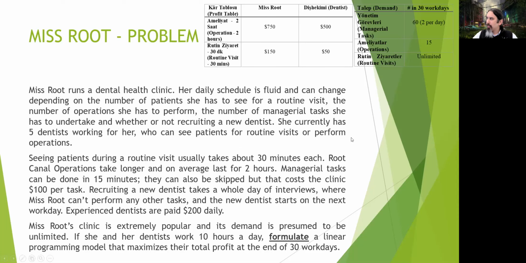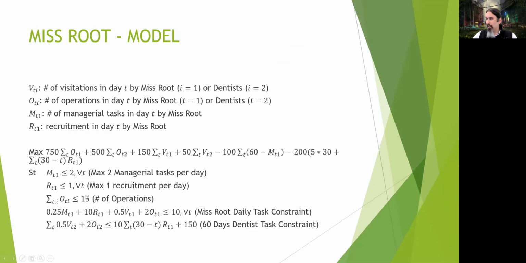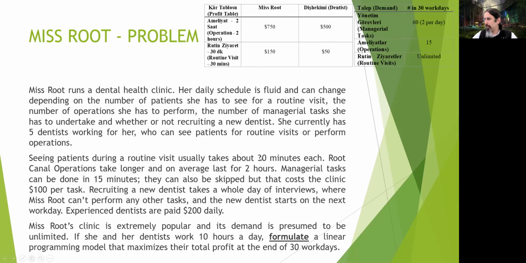Now, let's go back. We have a total of 30 days, right? Yeah. And each of them have 10 hours. So we will have over here, this is 30 days, not 60 days. 30 days dentist plus constraint. Over here, we start with 150. Why do we start with 150? What is this 150? Let's start with this question. This 150 is the total number of hours we have available for 5 dentists.